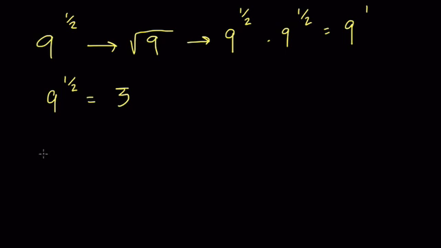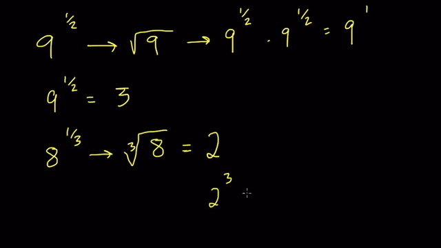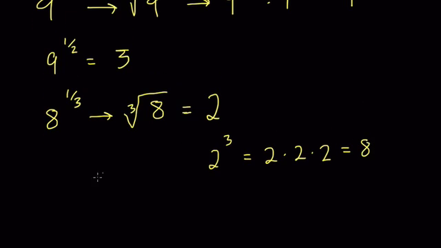If you see 8 to the 1/3, what does this mean? Well, this means the third root of 8, and that's a number times itself 3 times that equals 8, which in this case is 2, because 2 to the third power equals 2 times 2 times 2. 2 times itself 3 times equals 8. So the third root of 8 is 2.